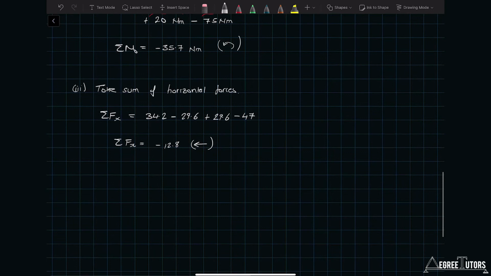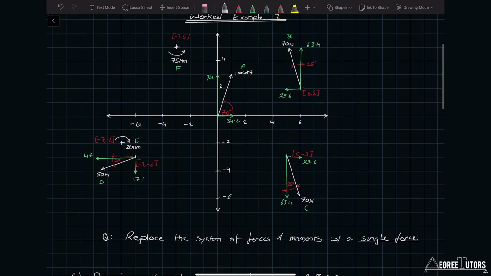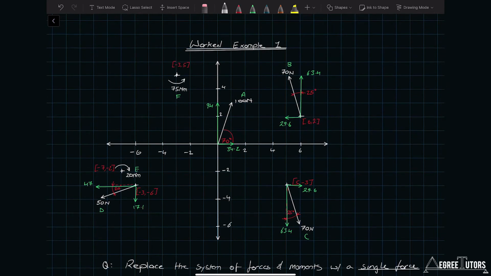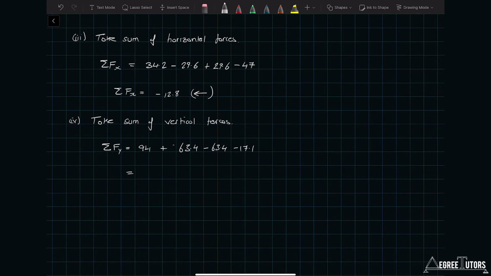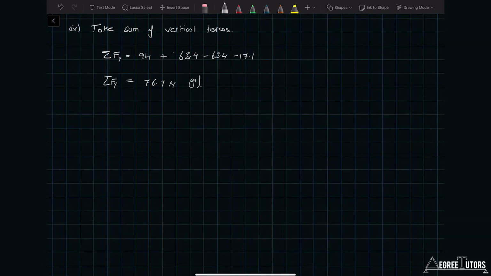And then the next step is to work out the sum of the vertical forces. So let's have another little look. So we've got the 94 for A, 63.4 for B, a negative 63.4 for C, and a negative 17.1 for D. And that all evaluates out to 76.9 newtons, a positive number indicating that the resultant force acts upwards. Okay, so the next step is to combine those horizontal and vertical components into a single resultant force.